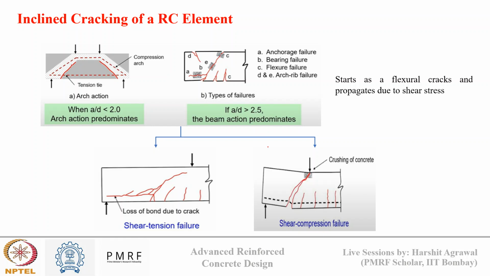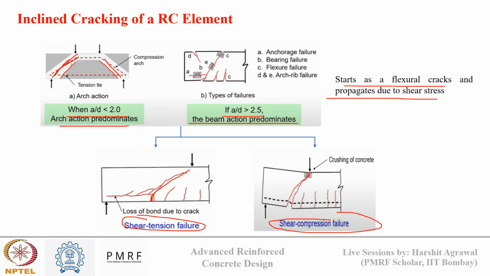Now the same thing is explained on this slide also. So you see, when my A by D ratio is less than 2, there is a kind of arch action. So cracking happens directly, where the crack runs from the support to the loading point. However, if my A by D ratio is more than 2.5, then there can be shear tension failure and shear compression failure. The failure starts as a flexural crack in these cases and then propagates as a shear crack. Here the failure initiates like this and then propagates like a shear crack, and in this one the failure initiates like this and then propagates like a shear crack.